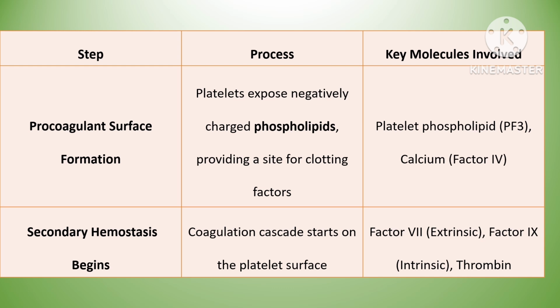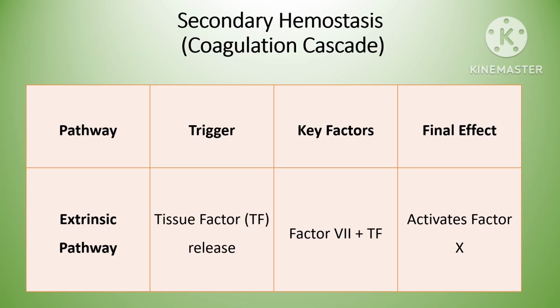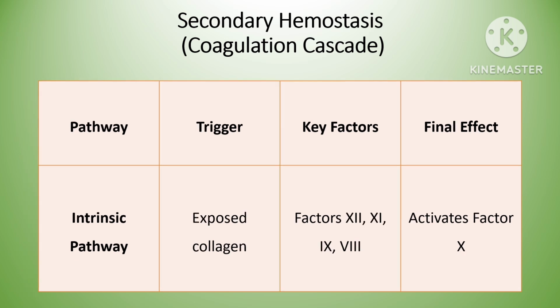There are three pathways for the coagulation cascade. The first is extrinsic, which is a shortcut method. Think of it as an emergency response when the blood vessel is injured. The tissue releases a signal called tissue factor, which quickly activates factor 7, leading to factor 10 activation, and this is like calling an ambulance for a quick fix.